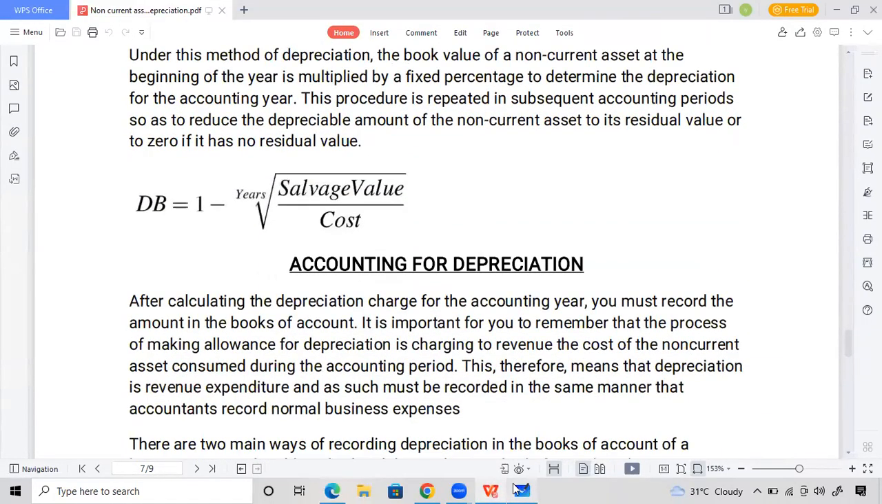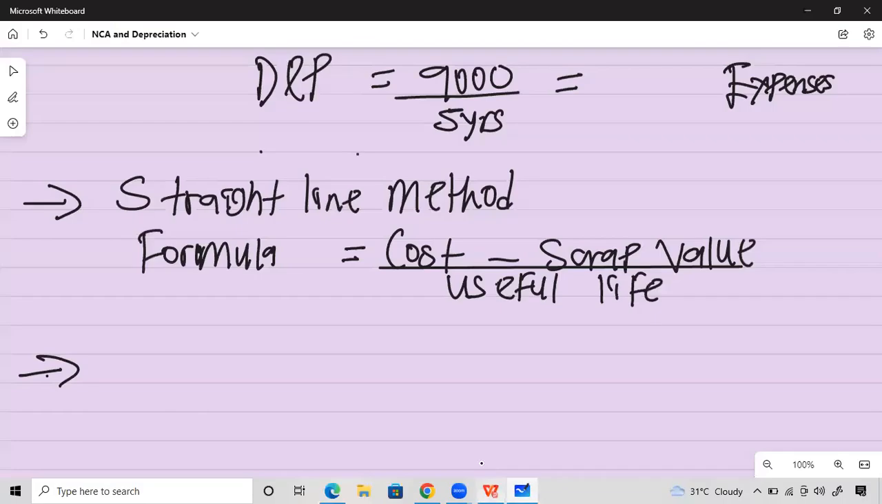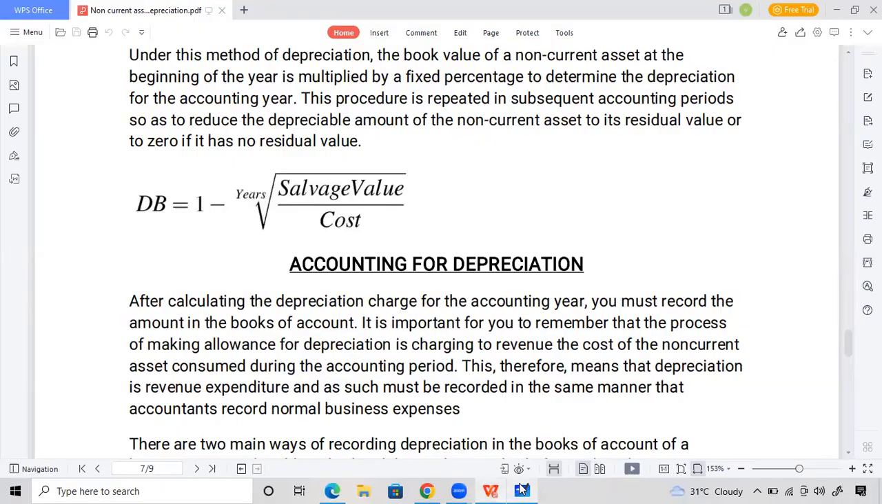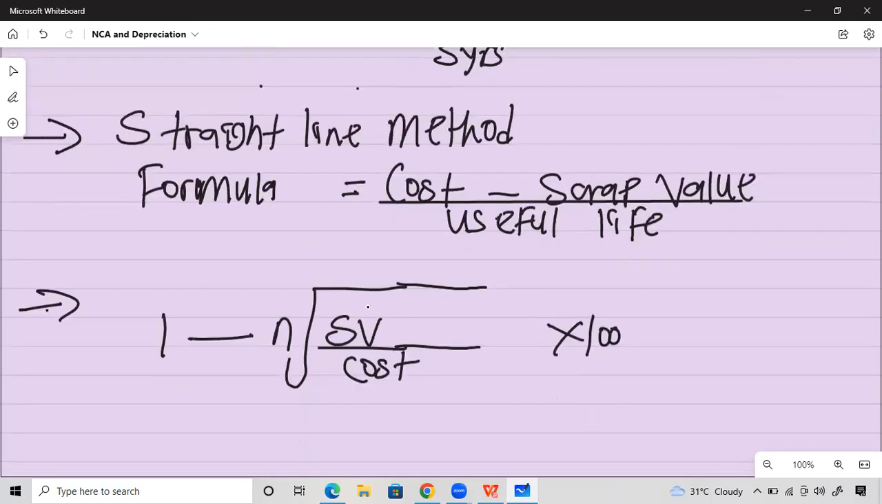For reducing balance, this is the formula that you're going to use: 1 minus the nth root, where n is the number of years, of scrap value divided by cost, multiplied by 100. Because in reducing balance, we are looking for the depreciation rate. So this is the reducing balance method.